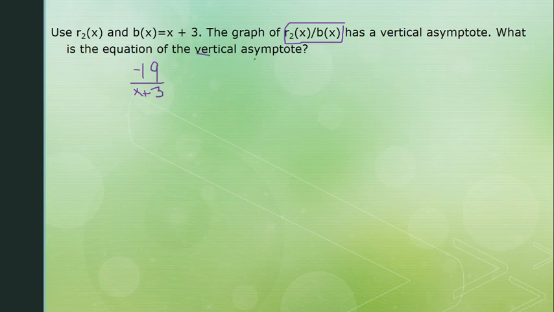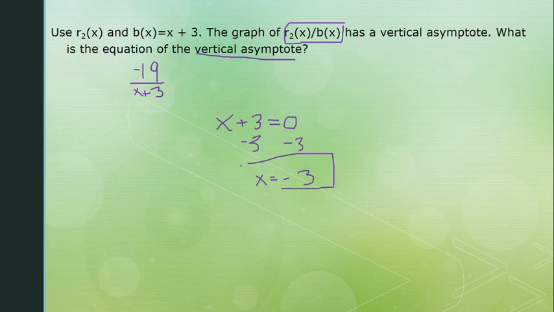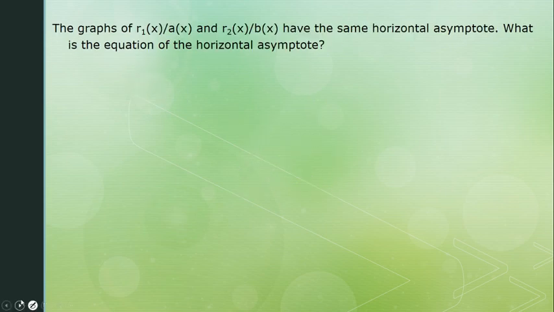So I need to now find my vertical asymptote. Same thing, take the denominator, which is x plus 3, set it equal to 0, and then solve. So I'm going to subtract 3 from both sides. So I end up with x equals negative 3. So x equals negative 3 is my vertical asymptote, and that's what it's asking me for.